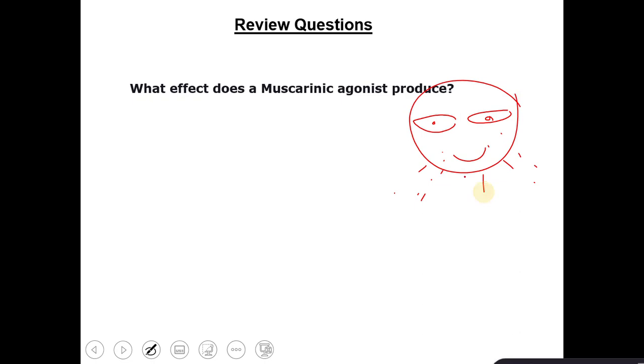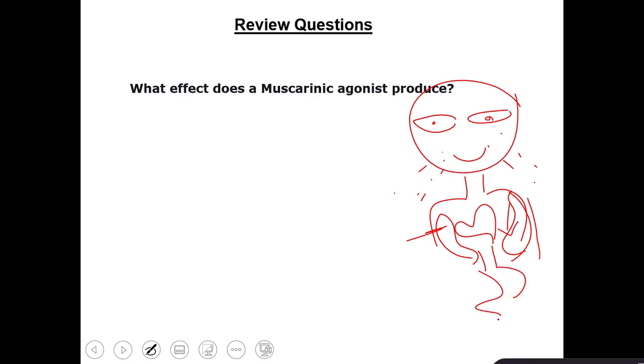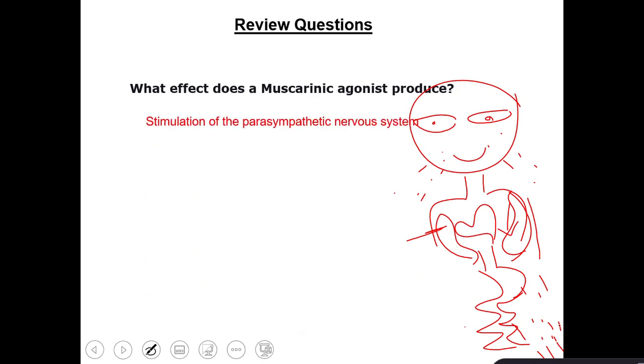How about at the level of the heart? Heart rate drops. How about in the lungs? Bronchoconstriction. So this can lead to asthma. How about digestive system? Increasing digestive activity and movement, and this sometimes can lead to diarrhea. So this is the effect of excess acetylcholine or acetylcholine agonist. So this would lead to excess stimulation of the parasympathetic nervous system.